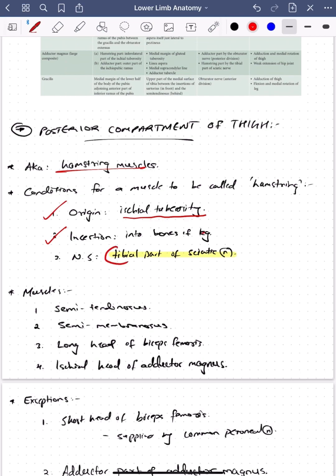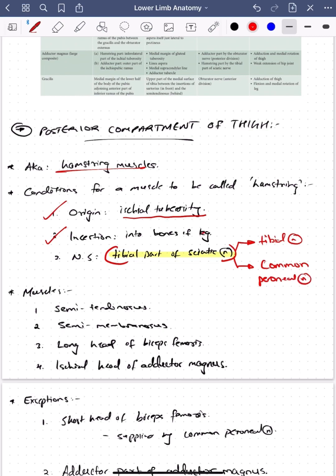So I just mentioned a bit about the sciatic nerve. The sciatic nerve is the thickest nerve in your body, and it is actually two nerves enclosed in a common connective sheath. Now the two nerves are the tibial nerve and the common peroneal nerve.